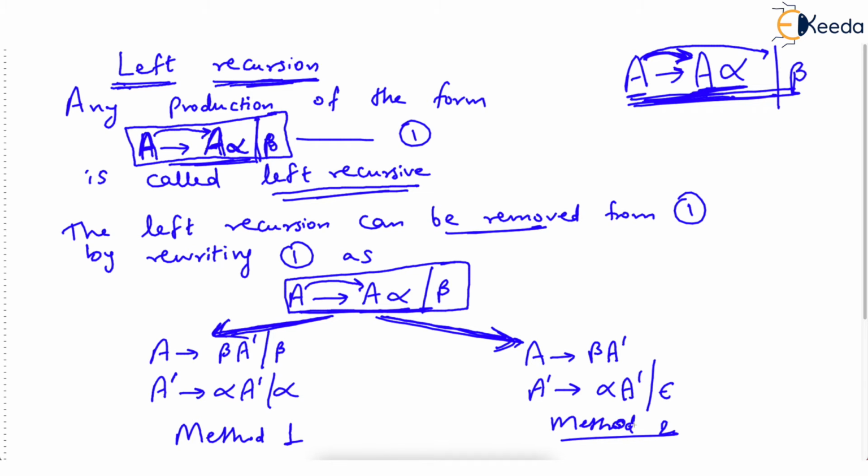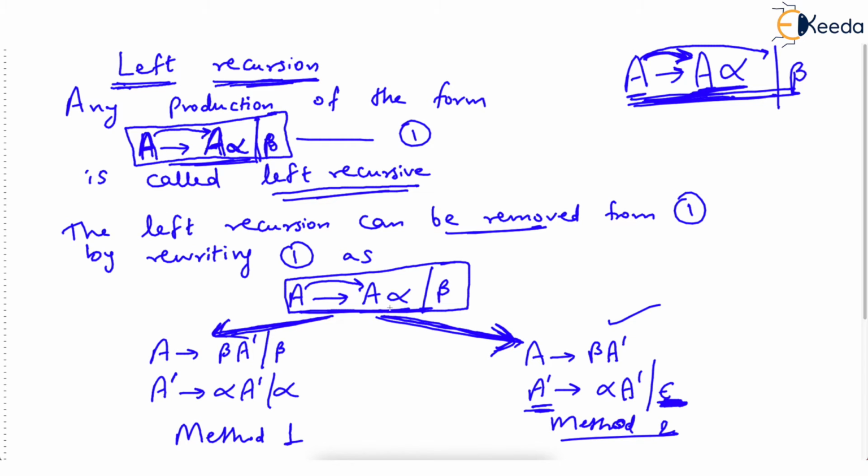Just ignore it, because method 2 contains an epsilon production, A derives epsilon, and in our grammar we don't want epsilon production because we want simplified grammar. By simplified grammar I mean there should not be epsilon production, there should not be unit production, and there should not be useless symbols. So although this method is correct, we will be using method 1.